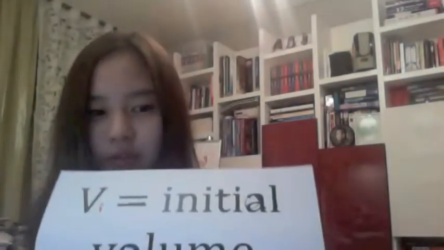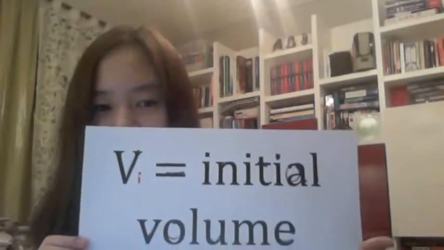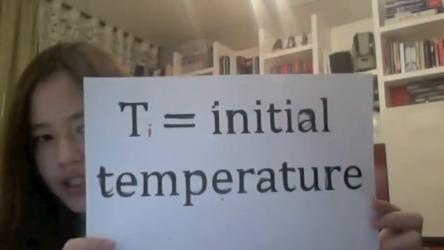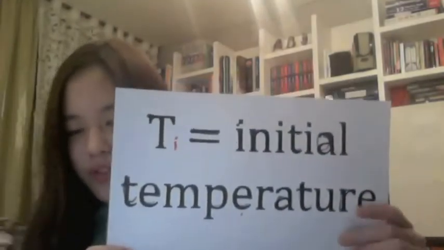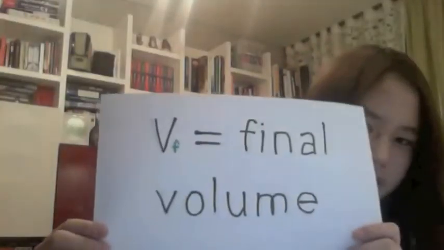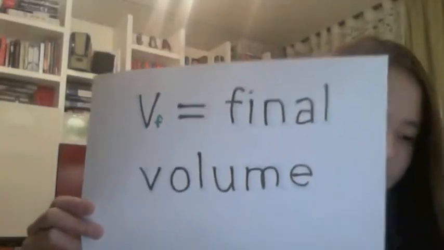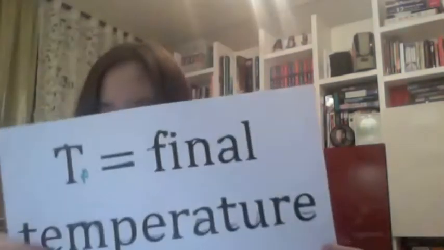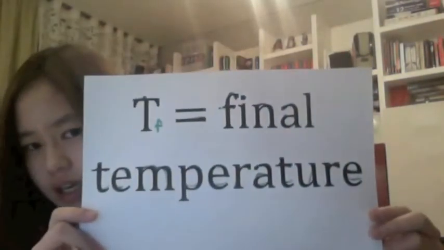And in those two equations, Vi represents the initial volume, Ti represents the initial temperature, Vf represents the final volume, and Tf represents the final temperature.